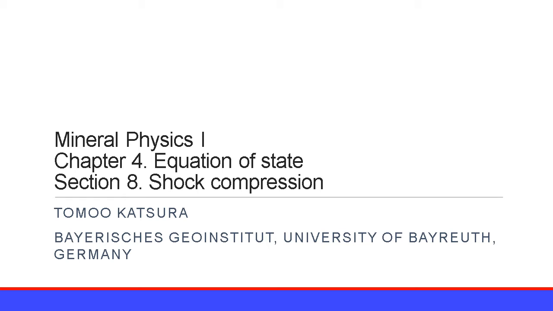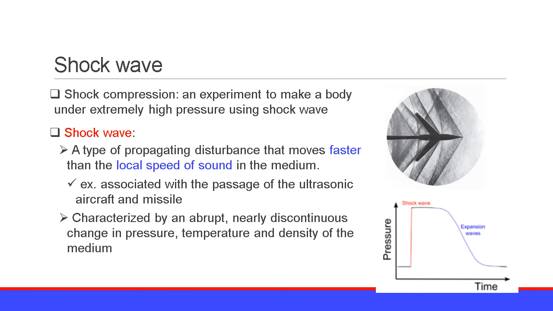Section 8 of Chapter 4 Equation of State is about shock compression. Shock compression is an experiment to make a body under extremely high pressure using shock wave. Then what is a shock wave? Shock wave is a type of propagating disturbance that moves faster than the local speed of sound in the medium.